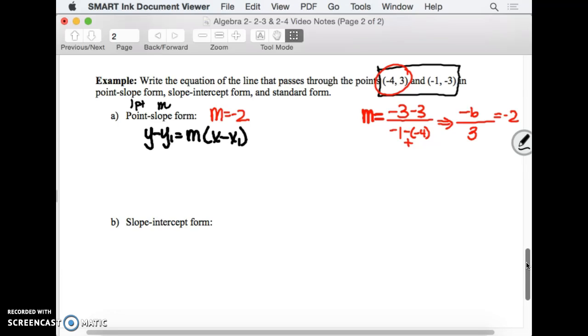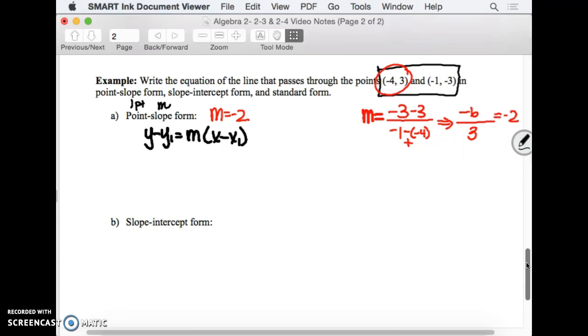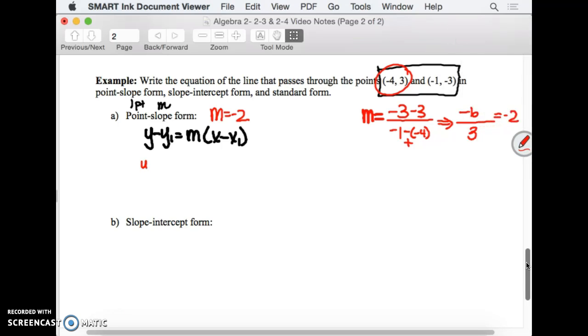Here is our general form. We're going to plug in what we know. So we're going to have y minus the y coordinate. In our case, I'm using -4, 3, so that's my y1. So y minus 3 equals the slope, which is -2, times x minus my x coordinate, which is -4. So that's going to be x minus -4.